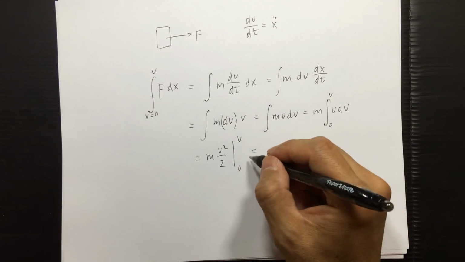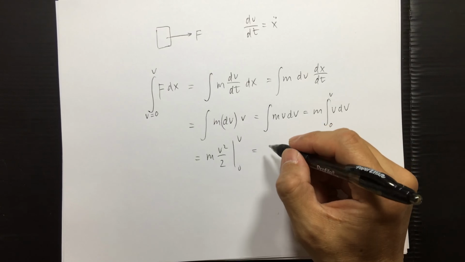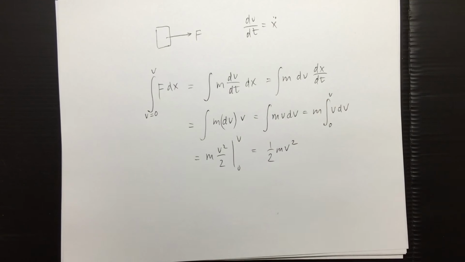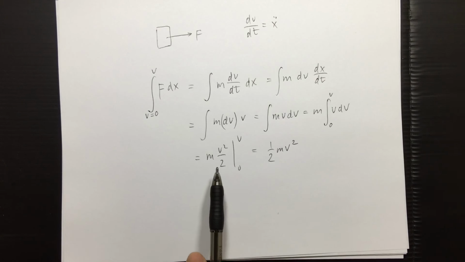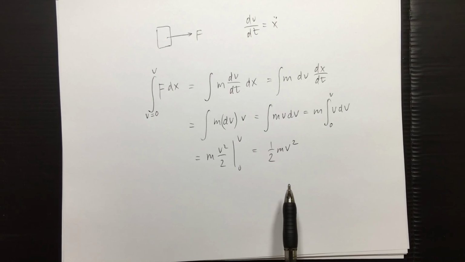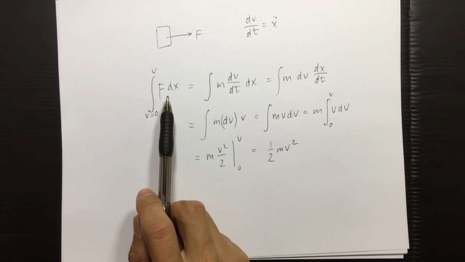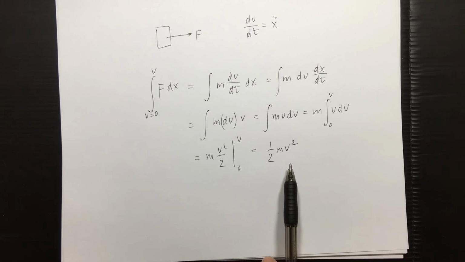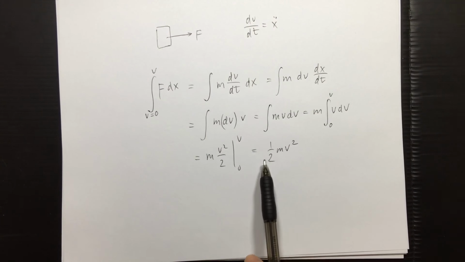I'm gonna write it a little bit different way. 0 is 0. V is v, right? So it's this. This is if you do a certain amount of work, and this work is all transferred to velocity, we call this kinetic energy.